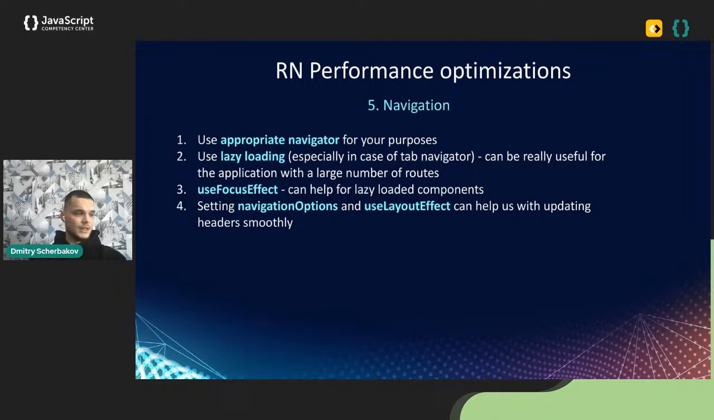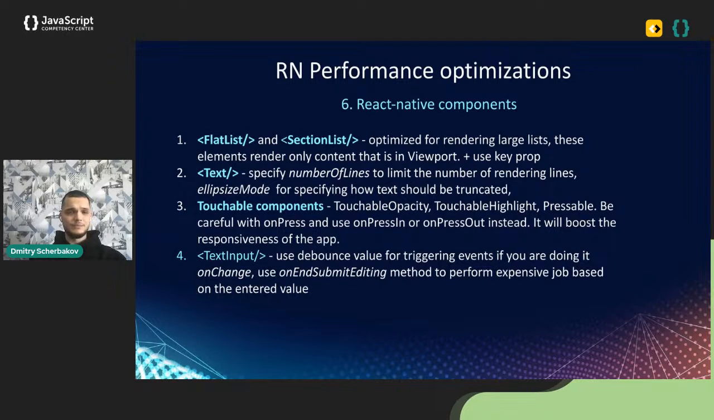So let's move on to React Native components. The first thing is FlatList and SectionList. These lists are optimized for rendering large lists, and when it comes to FlatList and SectionList specifically, I would say that it renders only the content that can be covered in a viewport. It means that as you scroll down the page, you will encounter that these components will be lazy loaded there.